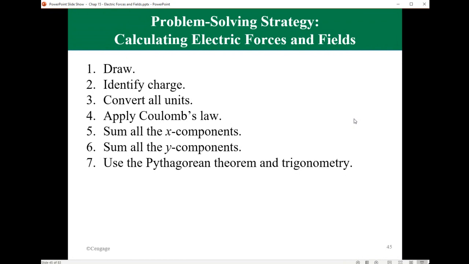Usually, when we solve problems, it is convenient to decompose the forces. If you have multi-charge particle systems, it is convenient to decompose the forces into X and Y components and evaluate the resultant for the X components, the resultant for the Y components, then apply the Pythagorean theorem and trigonometry to determine the final force in magnitude and direction.